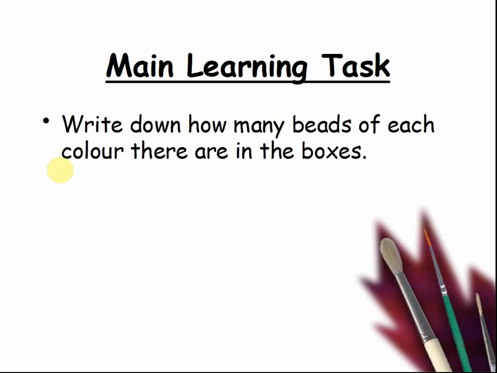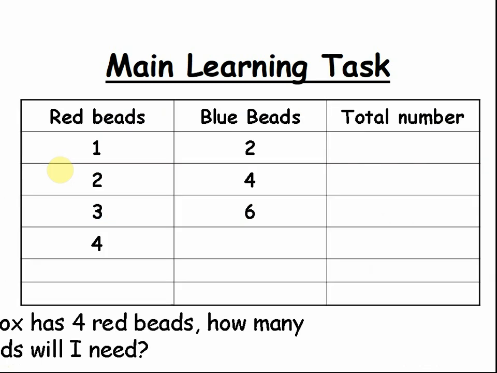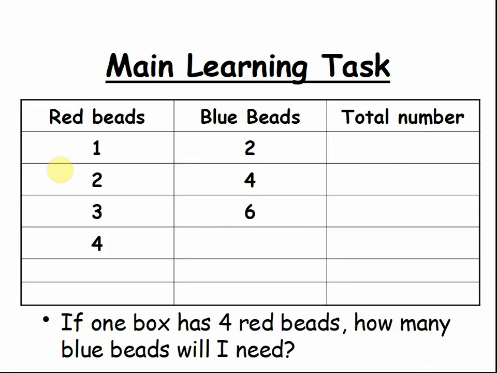Write down how many beads of each colour there are in the boxes, and the total number of beads. So, if one box has 4 red beads, how many blue beads will I need? If there are 4 red, what is the pattern here? 1 red bead, 2 blue beads, total number 3. 2 red beads, 4 blue beads. What is the total number? Fill in this chart.